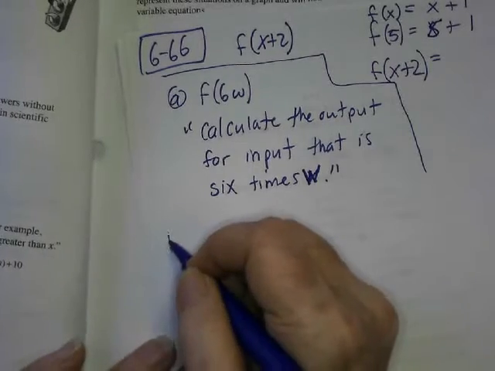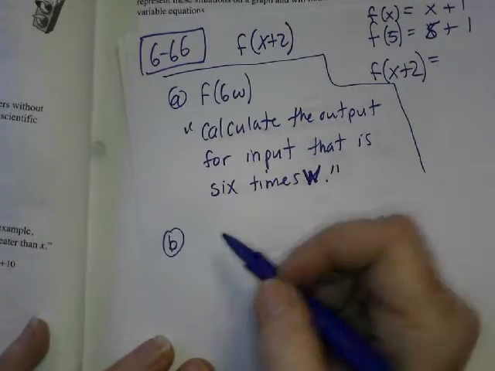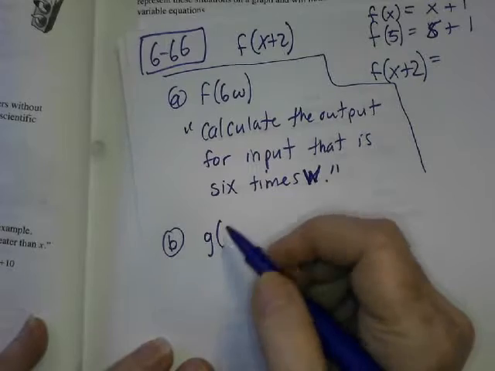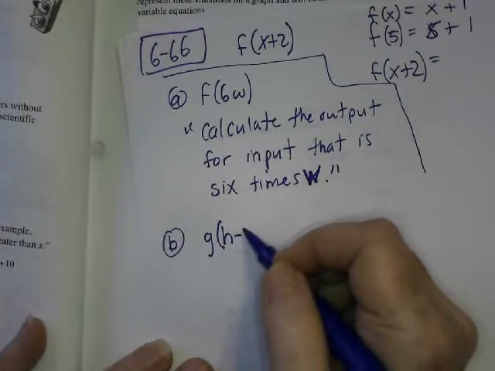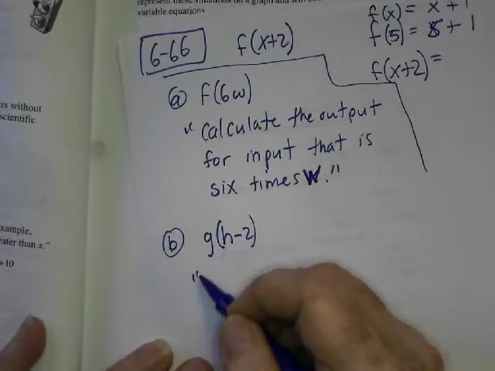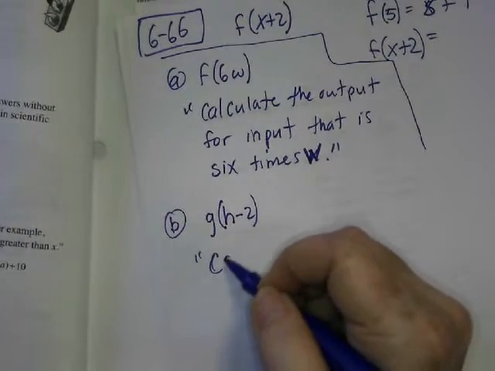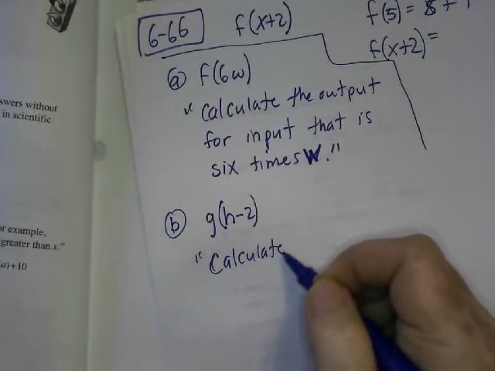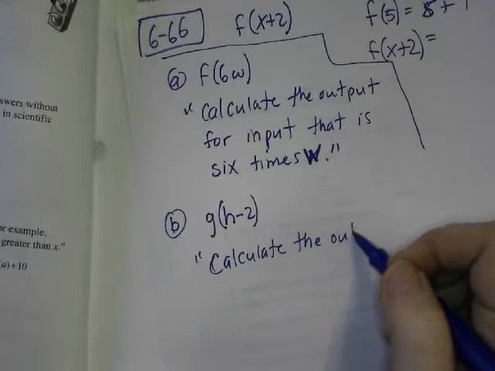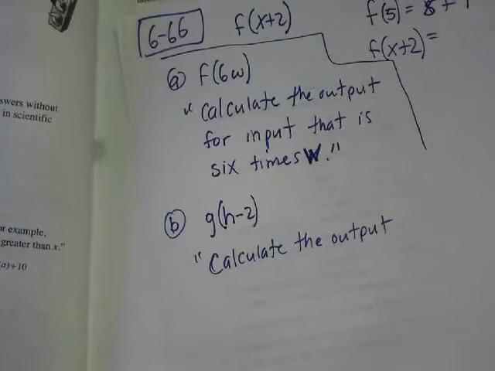Okay, so letter B, maybe one of you guys can get the pattern of this. Letter B, I'll get you started and then you guys can fill in the blank. We're going to write calculate the output for what? Who wants to try it?